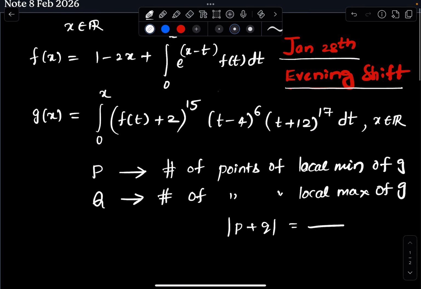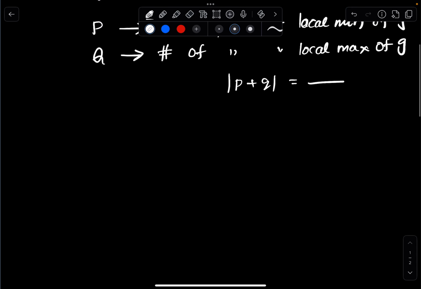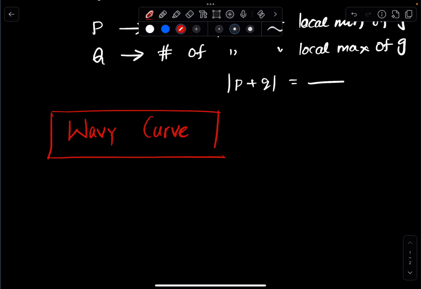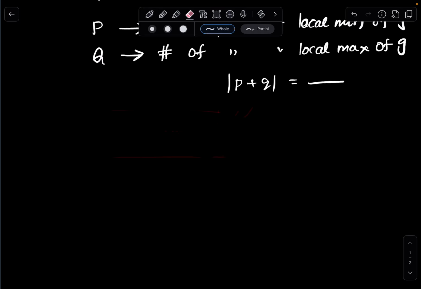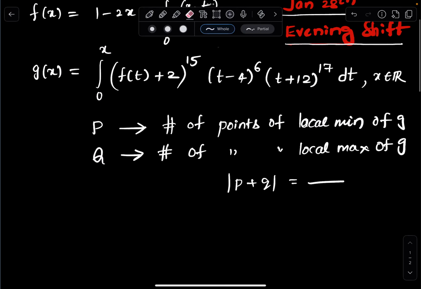So the reason why I have chosen this question is because we are going to use a very beautiful concept here, the concept of wavy curve. I've chosen this question also because this concept is very important for your JEE advanced exam. A lot of very good questions appeared on JEE advanced exam which are based on this particular concept. I have already made videos on those questions and I'll be leaving the links to those videos in the end screens. Make sure you check them out. So now let us go ahead and solve this particular question.